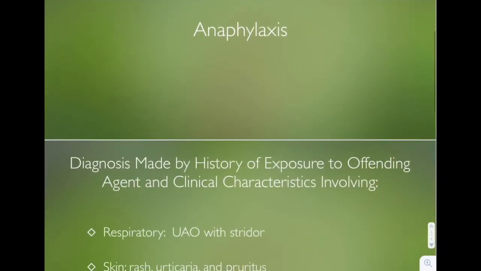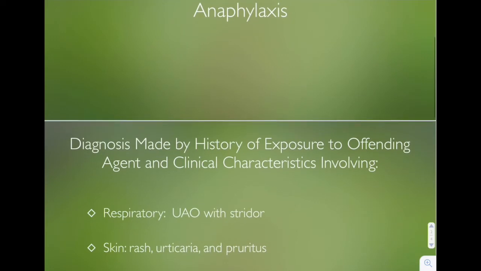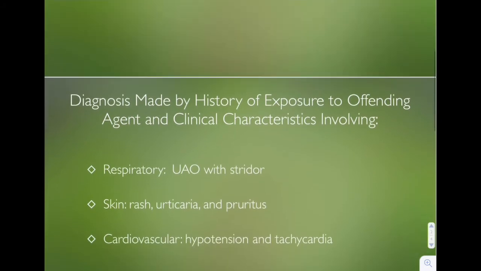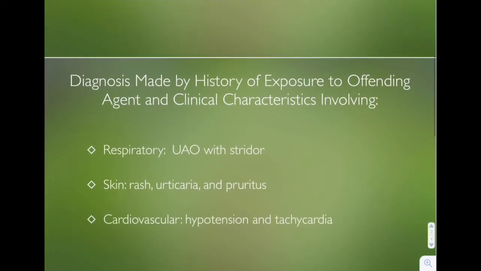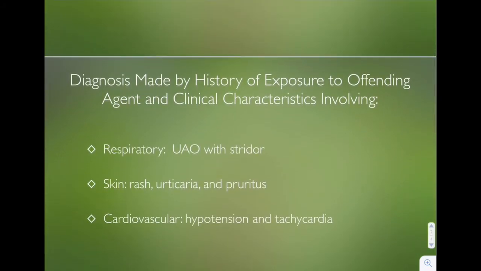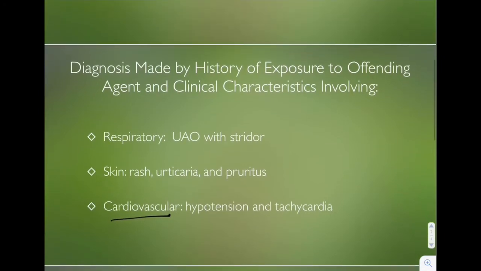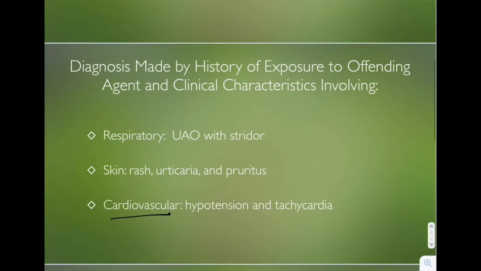So in making the diagnosis of anaphylaxis, you really need to combine the history of the exposure to the offending agent and the clinical characteristics. The clinical characteristics involve three organ systems: the respiratory, the skin, the cardiovascular systems. When you look at the respiratory, it affects primarily the upper airways, and the patient presents with an upper airway obstruction and stridor. The skin exam, the patient will have evidence of a type 1 allergic reaction where they'll develop a rash, urticaria, and pruritus.